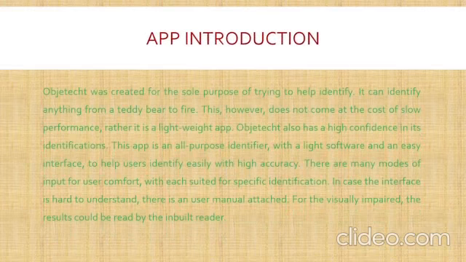The main purpose of Objetecht is to identify. It can identify anything from a teddy bear to a fire. It's a lightweight app that's very efficient and boasts a high confidence in its identification, meaning whatever it identifies, it identifies with high accuracy.